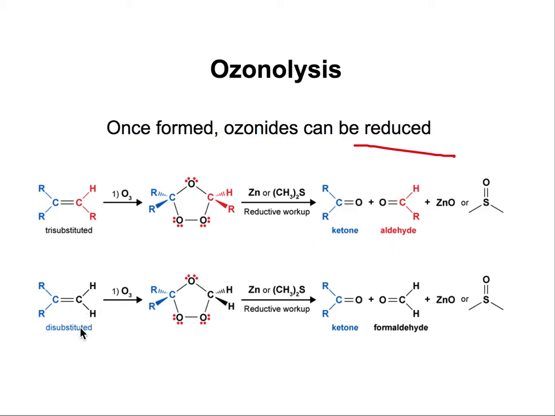So here you have one example. We have the double bond that is going to cleave right there. So we're going to end up with a carbonyl here and a carbonyl on this side. And so here, this carbonyl is a ketone. The other carbonyl is going to be formaldehyde because it has 2 H's.